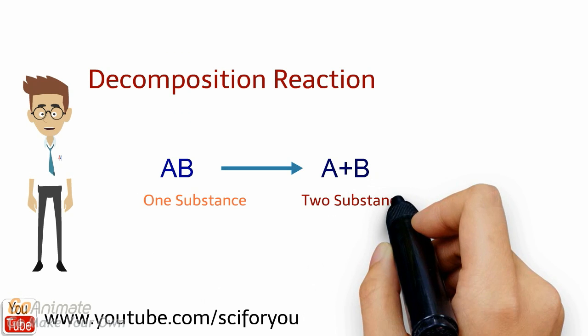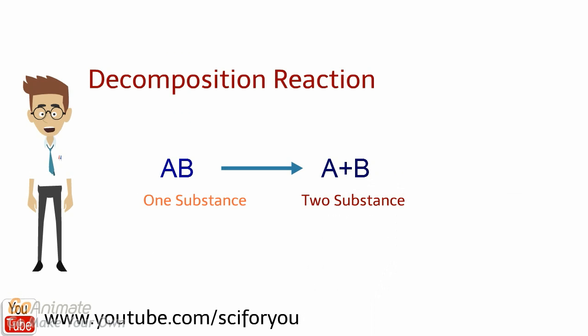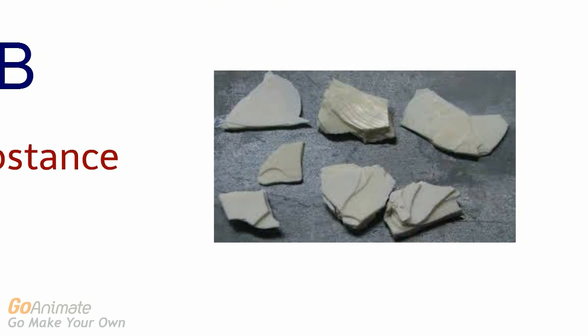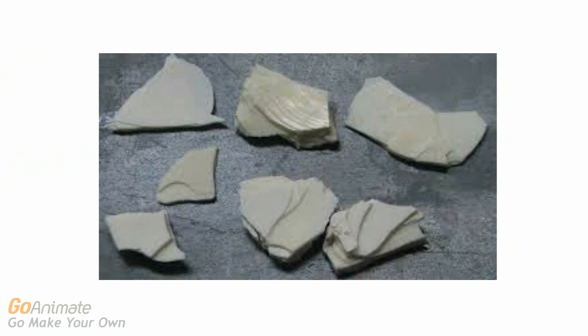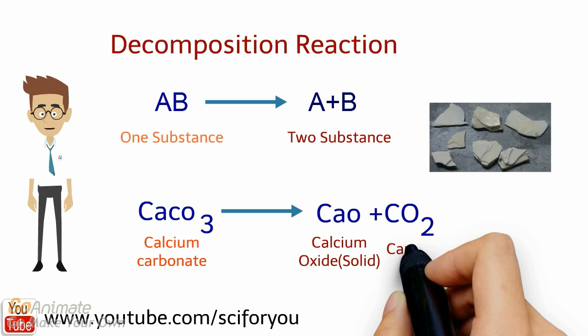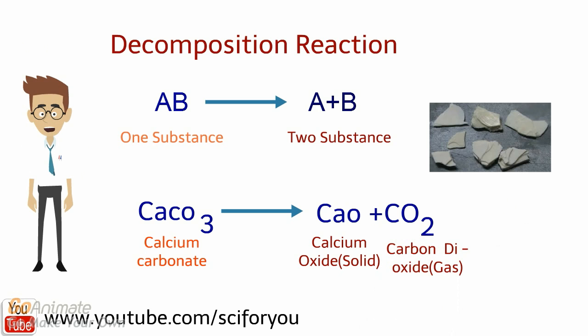Next are decomposition reactions. Decomposition reactions are those reactions in which one substance or one compound is decomposed into two or more substances or compounds. An example of this type of reaction is when you heat calcium carbonate, which is usually available worldwide. Mostly you find it in rocks and pearls. When you heat it, it decomposes into calcium oxide, which is in solid form, and carbon dioxide, which is in gas form.